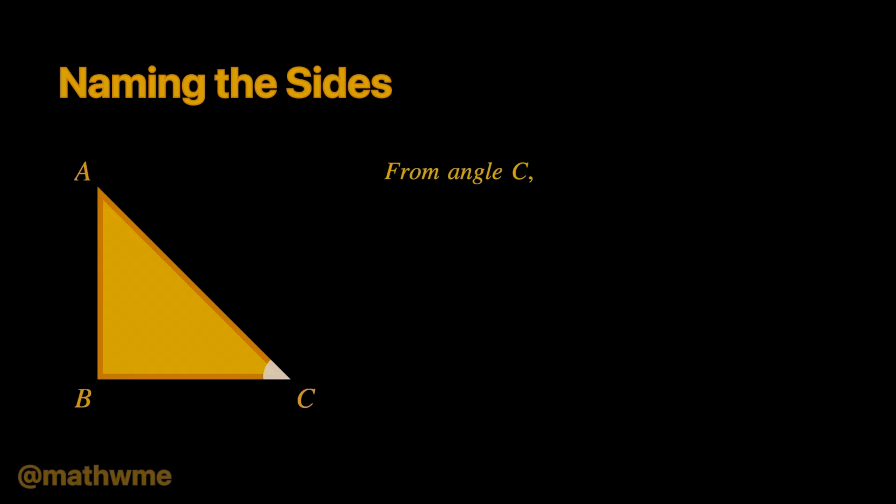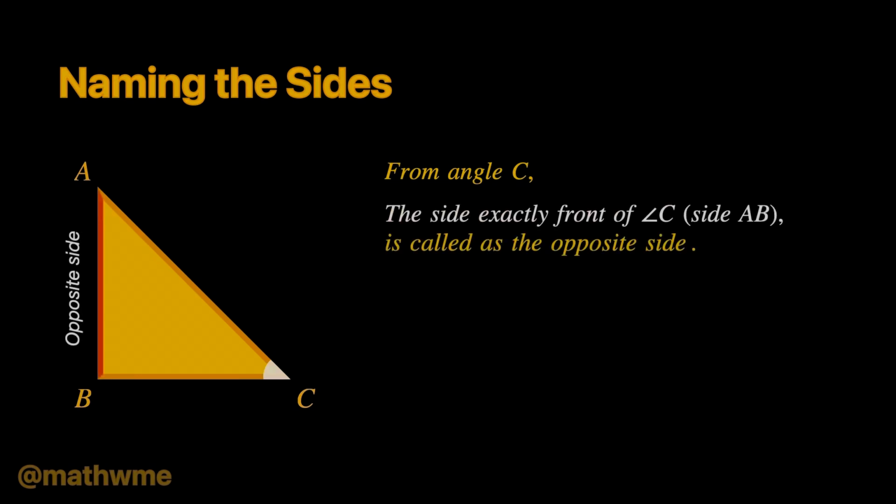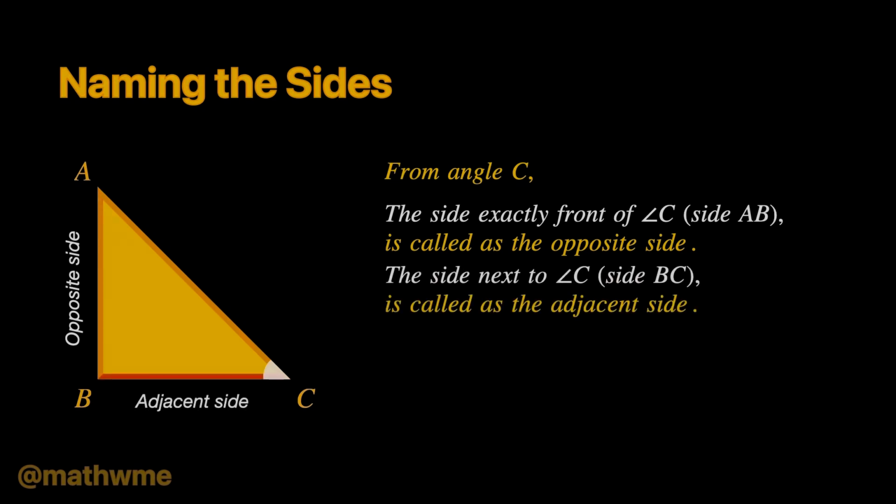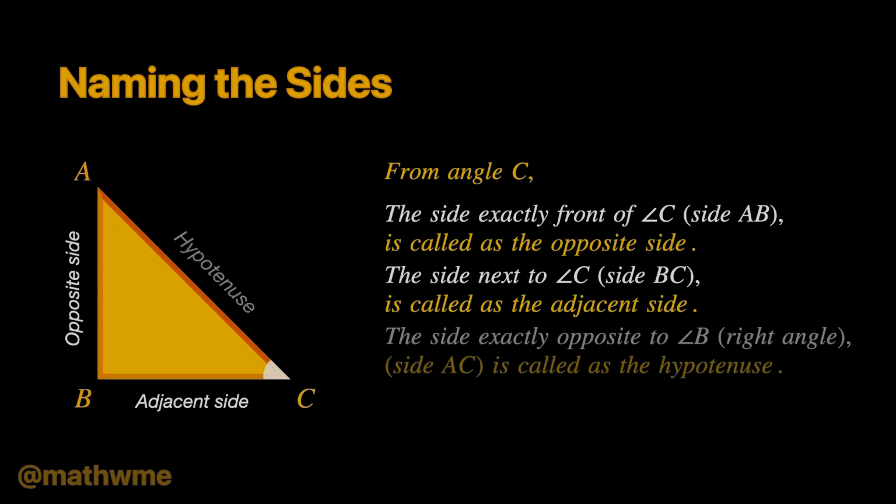The side AB, which is exactly in front of angle C, is called the opposite side of the triangle. And the side BC, which is exactly next to angle C, is called the adjacent side of the triangle. And we already know about side AC, which is called the hypotenuse. It is the longest side of the triangle. With this, we know how to name the sides of the triangle from angle C.